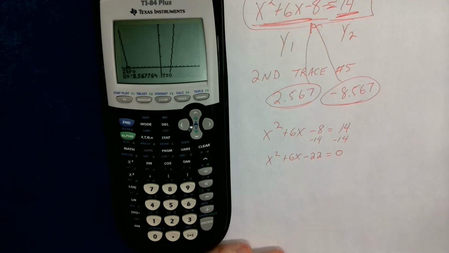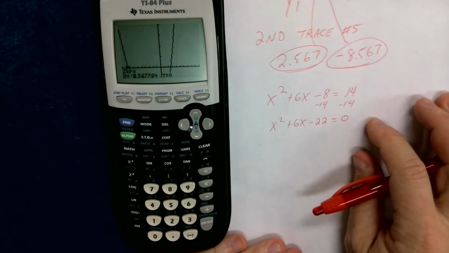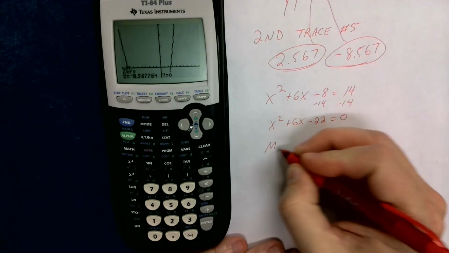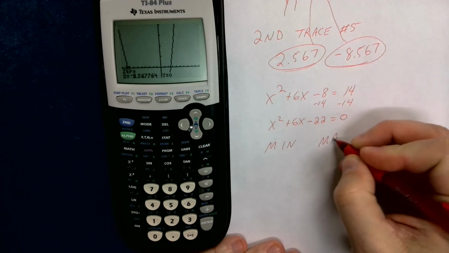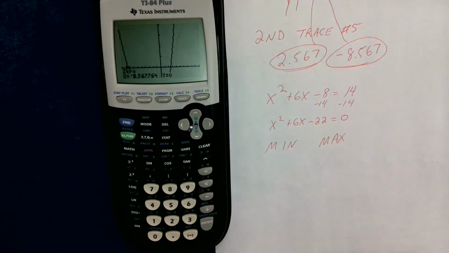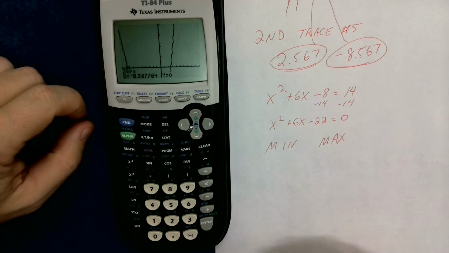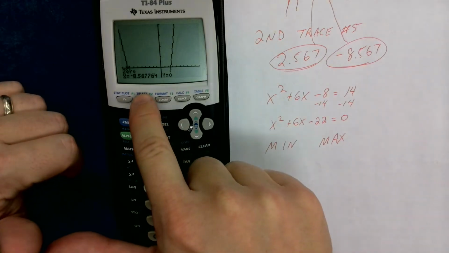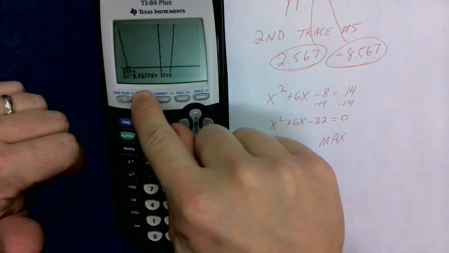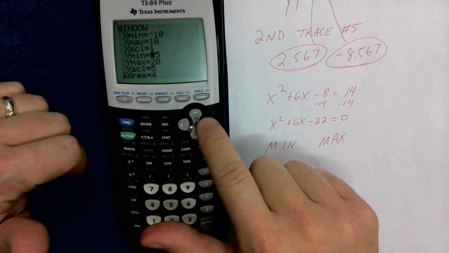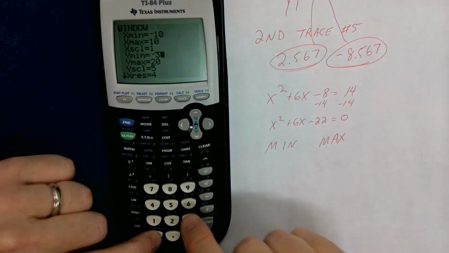Okay, so now that I've done intersections and zeros, I'm going to talk about a min and a max. Min and a max are another thing that we're going to do with our calculators. So one of the things that I want to do right now is on my window, I want to see the bottom of this parabola. So I hit window, and I'm going to move Y min down to like negative 30.